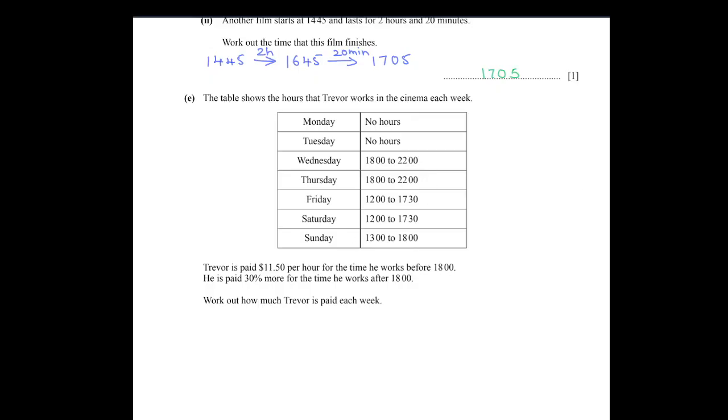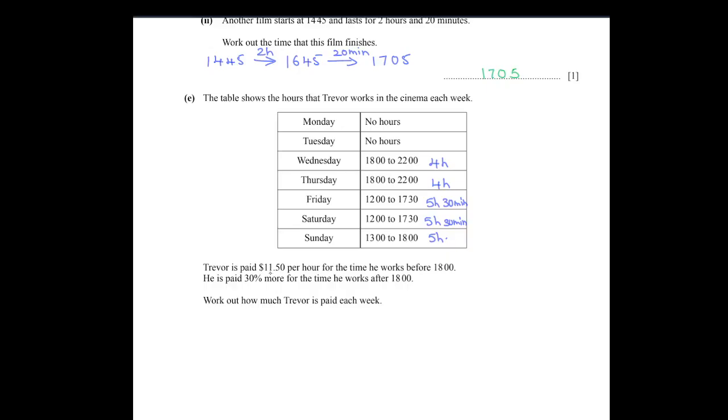Now we'll just write the duration first in each row here. 18 to 22 is 18, 19, 20, 21, 22, that is 4 hours. This is also 4 hours. 12 to 17:30 is 12, 13, 14, 15, 16, 17, so 5 hours 30 minutes. This is also 5 hours 30 minutes. And this is 13, 14, 15, 16, 17, 18, 5 hours.